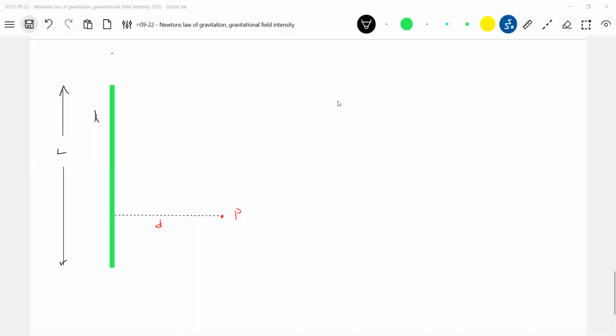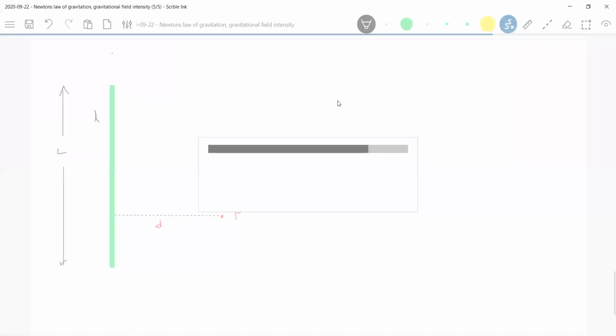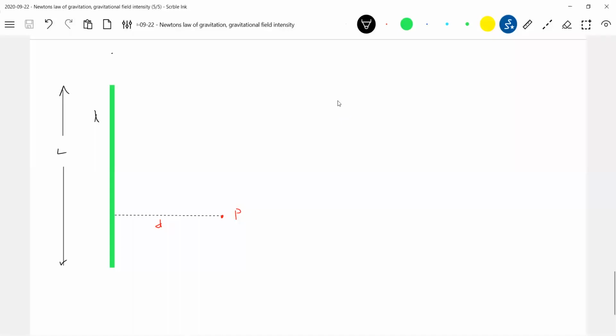Get into this one. What we need is one formula, no? How to generate that formula is what we have to think about here. So what is the method? I'll assume an elemental mass, an elemental strip. So we'll assume an elemental strip.